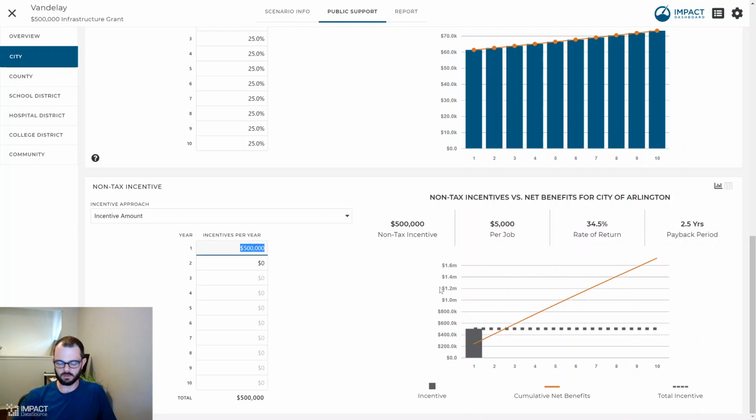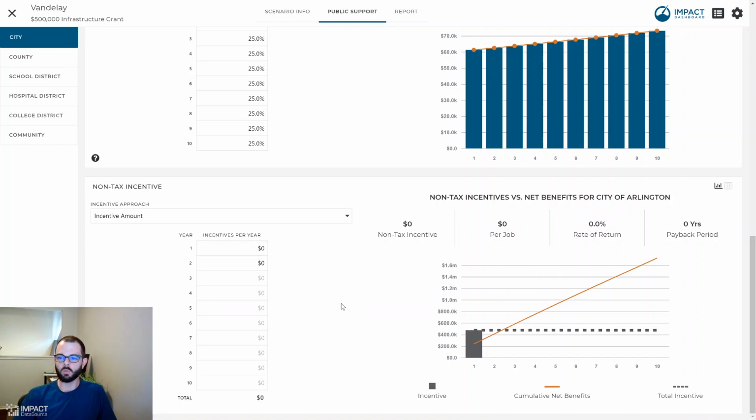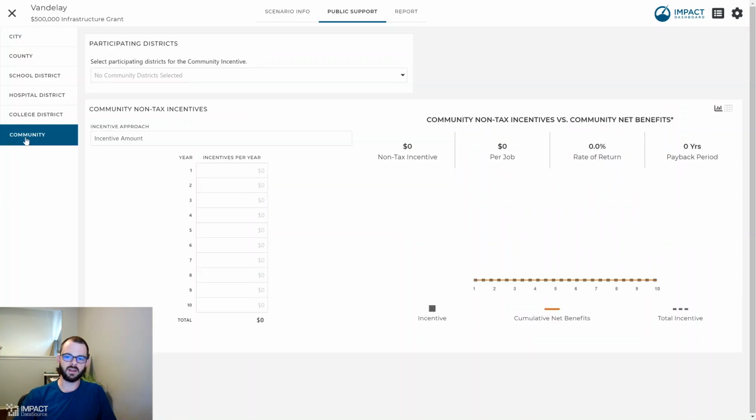Now, that's the typical case, or maybe the more typical case, but the community incentive is a little wrinkle on this, where when you click here on the public support tab, you click on this left-hand side on the community tab, and what we can do is group districts together. So if maybe it was going to be the city and the county going together on an incentive, you might want to compare the $500,000 to the combined net benefits that those two entities will receive. Again, on these individual tabs, you're always comparing specifically against what that entity will receive.